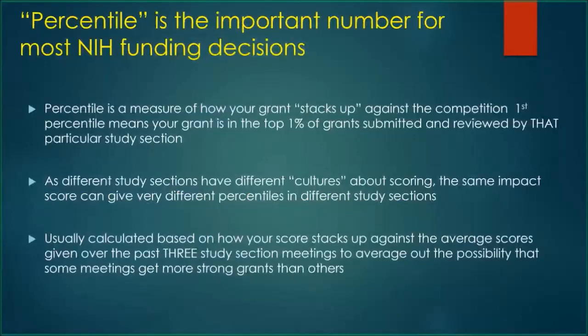Now, the reason that percentiles are used and not impact scores is that every study section has its own culture. And what that means is that the exact same impact score can result in very different percentiles in different study sections. As an example, in the study sections that usually see my grants, it is pretty much unheard of for a reviewer to give a grant a score of a 1, which means that it's extraordinarily unusual for anybody to get a score better than a 20 on the final score.